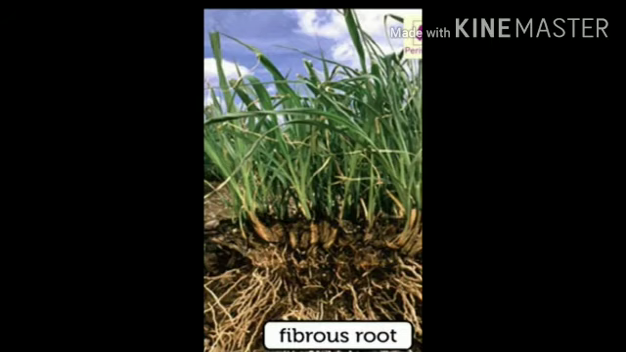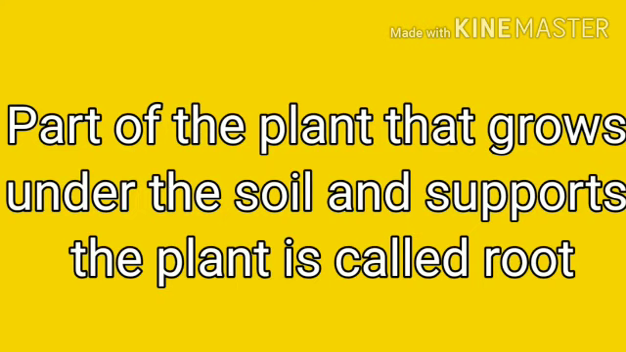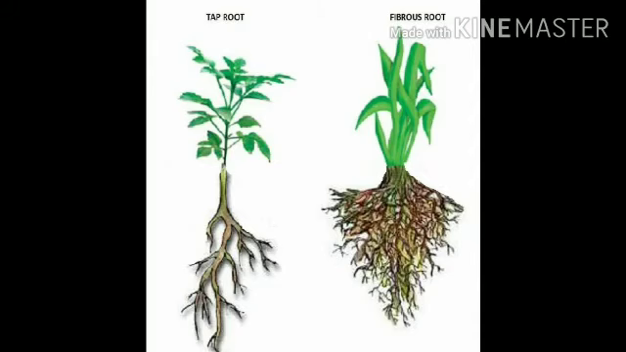In detail, I am going to explain root. The root that forms from the radicle grows into the ground. The root is thick near the ground and gradually tapers to a pointed end. This part of the plant growing below the soil for support is called root. Now see this figure. In this figure we can see taproot and fibrous root.